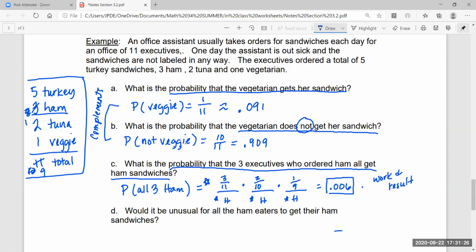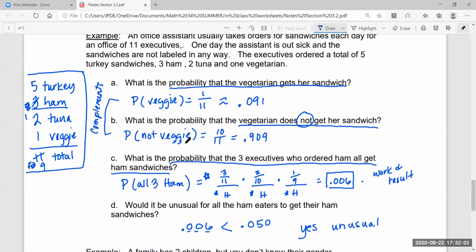Okay. The bottom one says, would it be unusual for all the ham eaters to get their ham sandwich? Well, we just found that probability is 0.006. To find out if it's unusual, we compare it to 0.05. It is smaller. Again, this has 1, 2, 3 digits. 6 is smaller than 50. So yes, it would be unusual. Rare. Unlikely to happen.